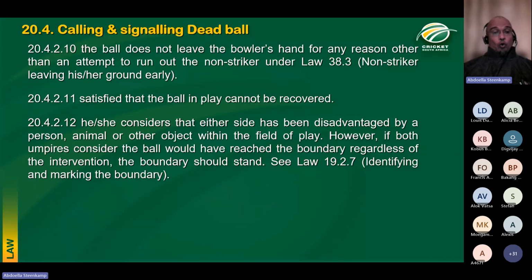Either umpire needs to call and signal dead ball if the umpire decides that because of a person, an animal, or an object within the field of play, either side would have been disadvantaged by this person, animal, or object coming onto the field of play. If the umpires feel that is the case, either umpire needs to call and signal dead ball.